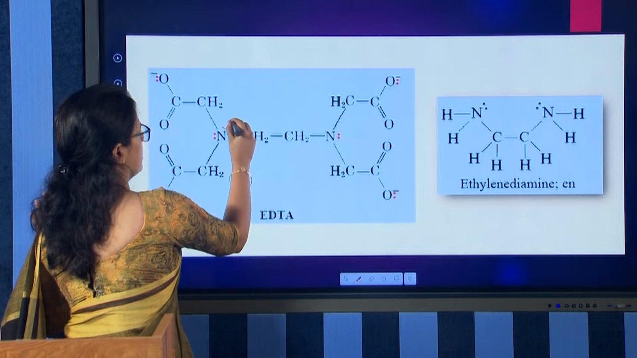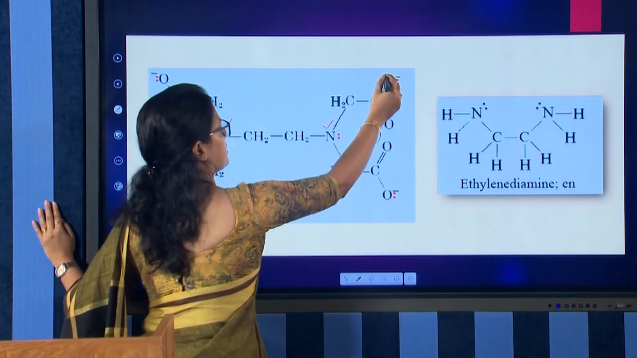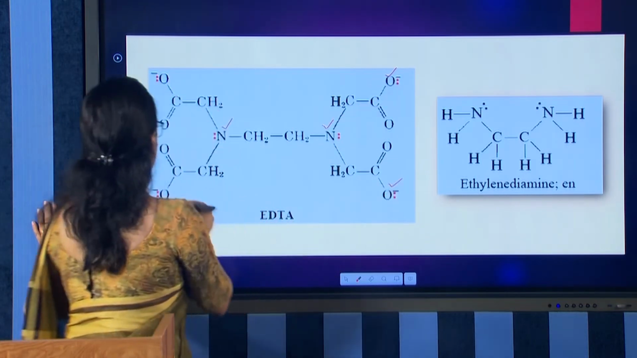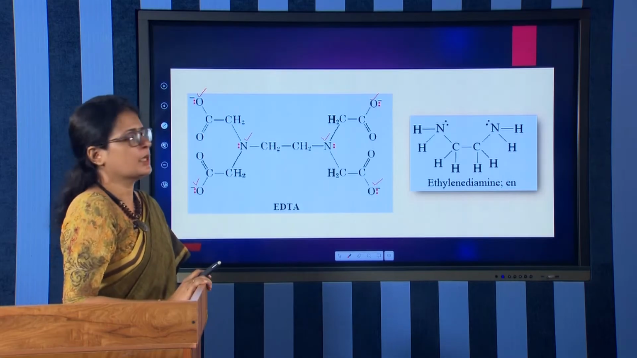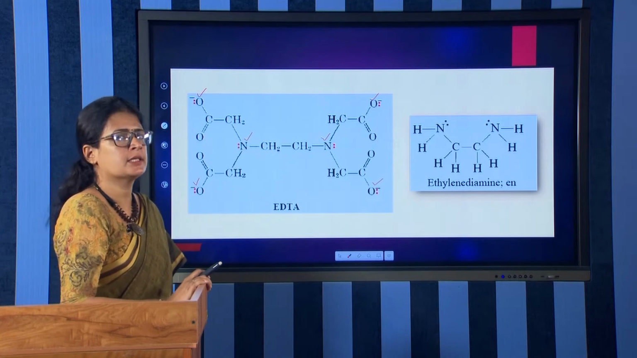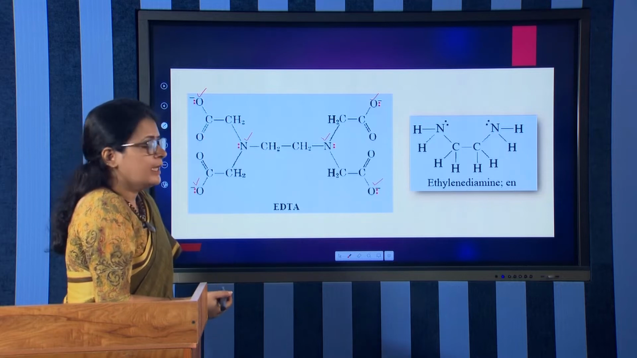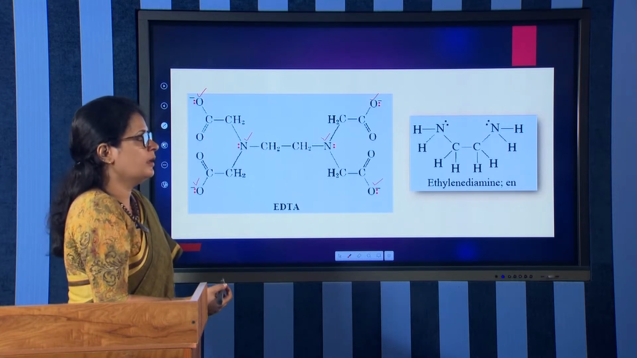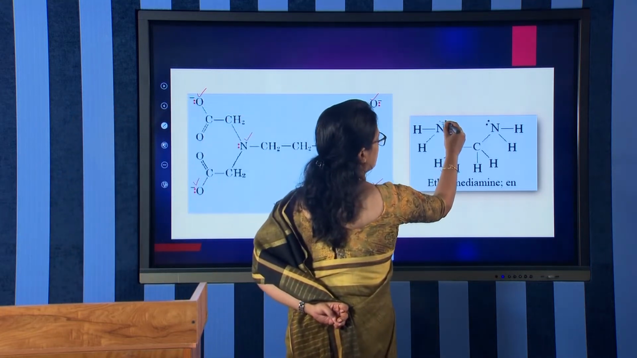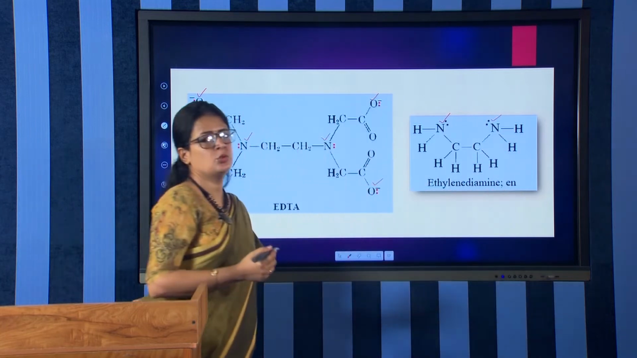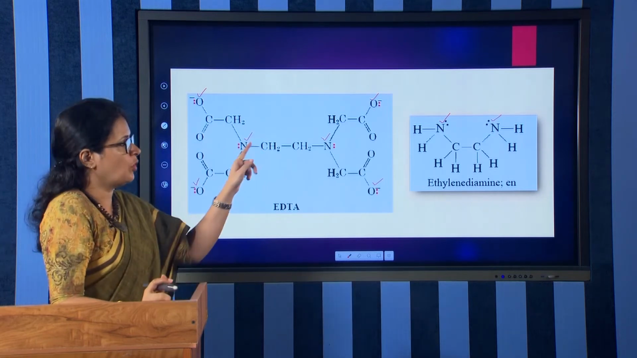You have 2 nitrogen atoms, 1, 2, and 4 oxygen atoms, 1, 2, 3 and 4. So, 4 plus 2, 6. 6 donor atoms are there in ethylene diamine tetraacetic acid. Thus, it will be forming a ring structure. And the second example is ethylene diamine. It can be denoted as En. How many donor atoms are there in En? There are 2 donor atoms, that is 2 nitrogen atoms. And these 2 nitrogen atoms will be attached to the central metal atom to form a ring.